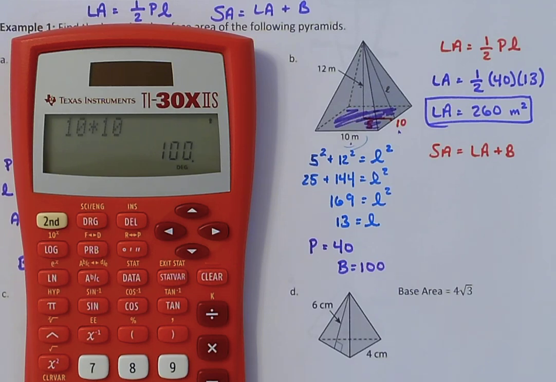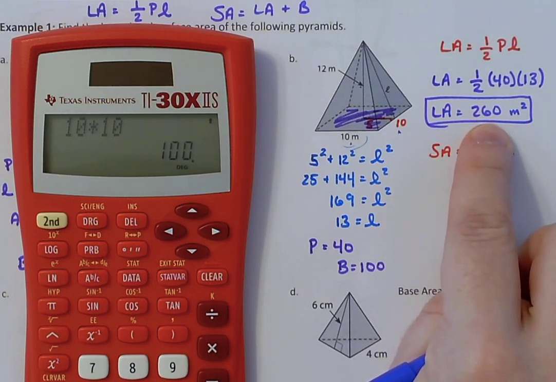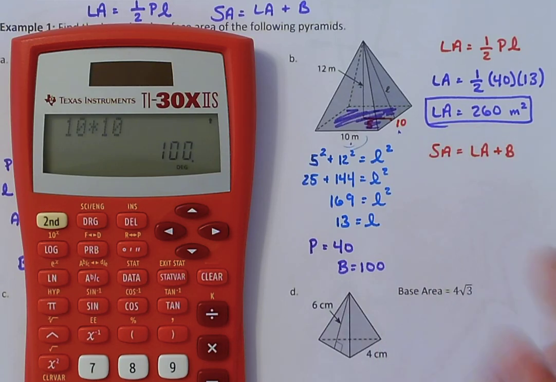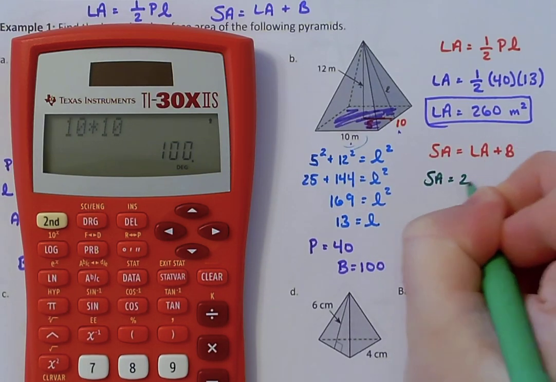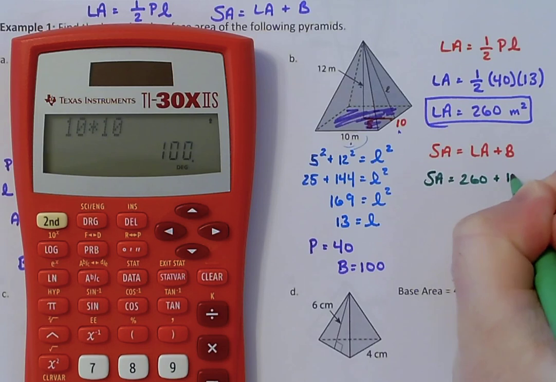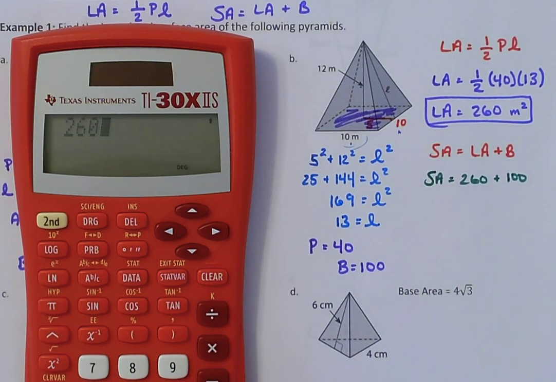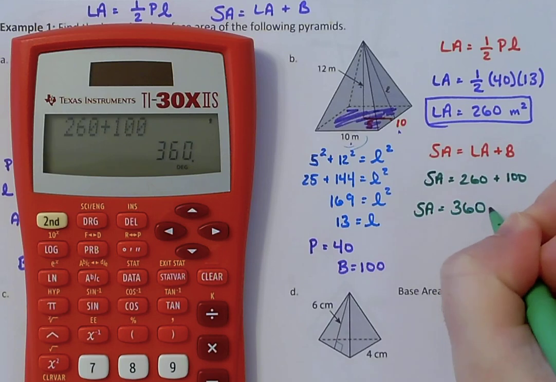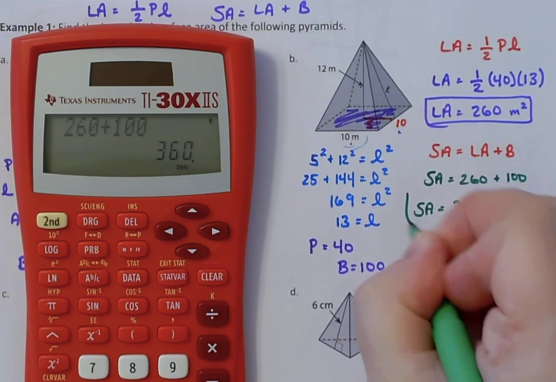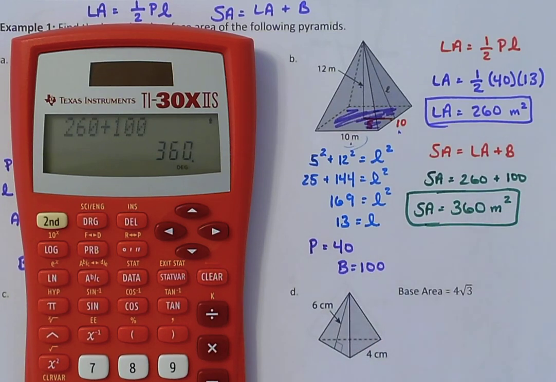So now that I know the area of the base, and we know our lateral area, we can plug both of those in to figure out our surface area. The lateral area is 260, the area of the base is 100. So if we do 260 plus 100, we get 360 for our surface area. So the surface area is 360 meters squared. That is the area of the 4 triangular sides and the rectangular base of this pyramid.